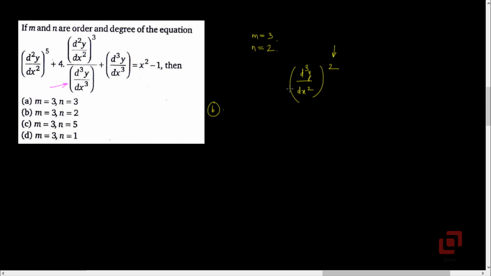For those who did not get this, if you multiply d2y by dx squared raised to 5 by d3y by dx cube, that is not going to change the order as well as the degree of the differential equation. Although d2y by dx squared has the power 5, by definition, degree is always the power of the highest ordered derivative, and that is 3. Hence, the degree of the differential equation is 2, option B.